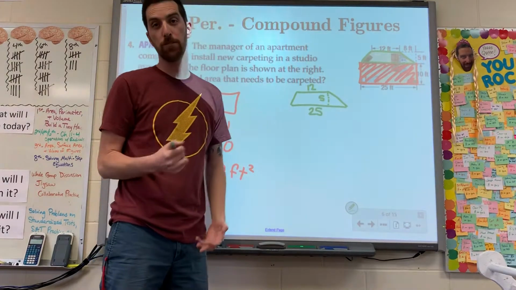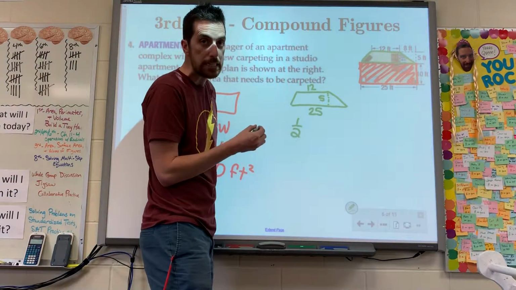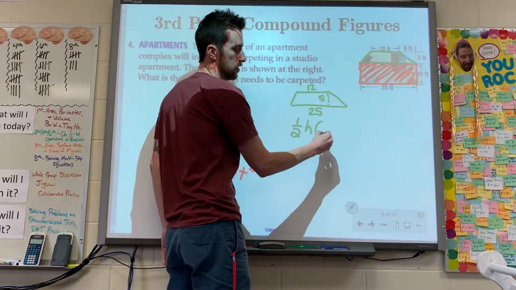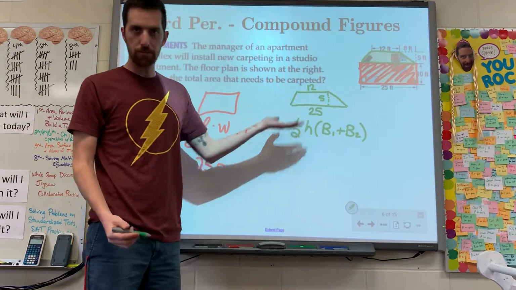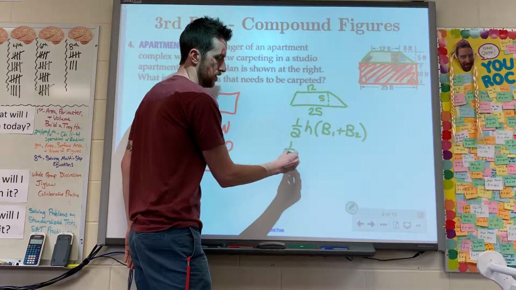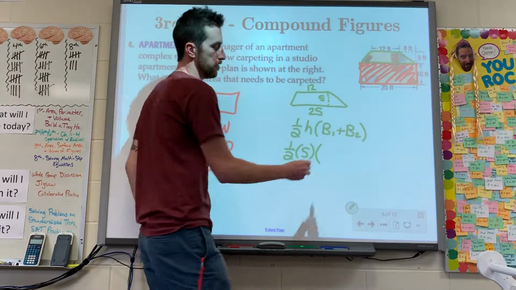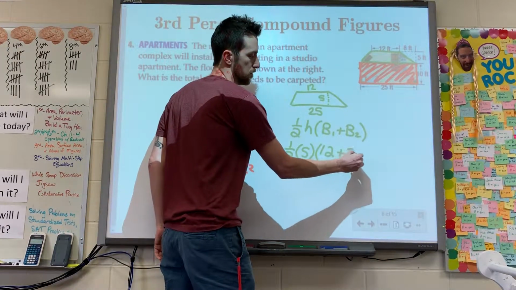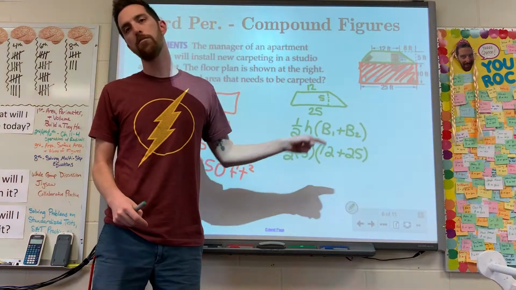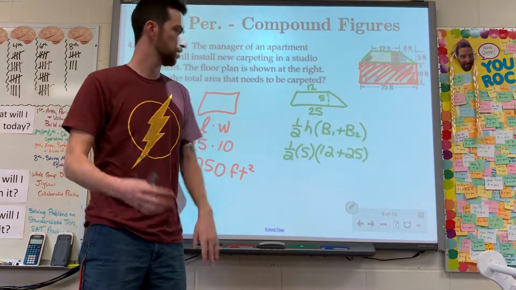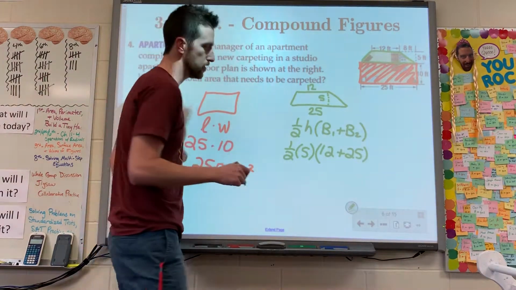So the area formula for a trapezoid is a little trickier. It is 1/2 the height, here I'll write the formula first. Then we got the base 1 plus base 2. So the height on this one is 5. And then the bases, we've got 12 and we've got 25. So 12 plus 25. All right. So if we simplify in our parentheses first, 12 plus 25. Yeah, 37. Okay.